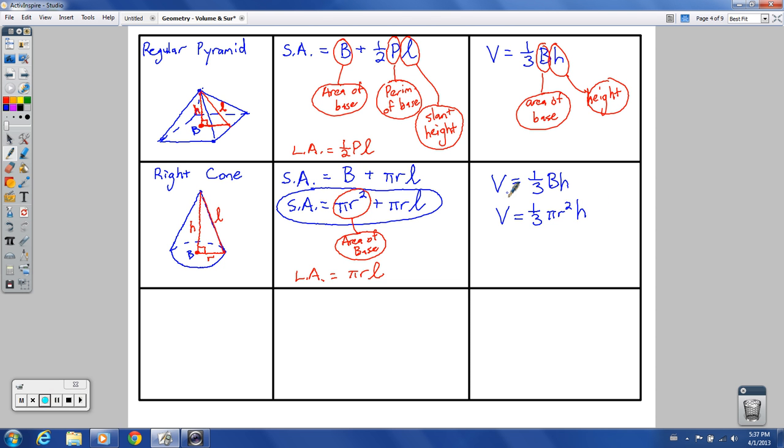So let's circle this one. This is the better one, I think, to use, but this is the one where you can derive this from. So think of it the same way as you thought of pyramids. This value right here, this pi r squared part, again, that's the area of the base. And this part, that's your height again.